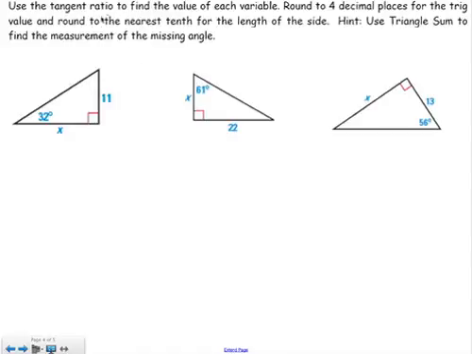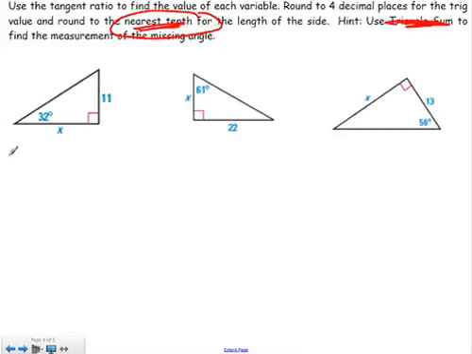It says use a tangent ratio to find the value of each variable. Round to 4 decimal places for the trig value. Round to the nearest tenth, and that's what we're really going to focus on, round to the nearest tenth for the length of the side. It does say if you want, you can use the triangle sum theorem to find the measurement of the missing angle. I'm going to ignore that right now. I don't think that's a really good idea for us to focus on. I do want us to focus on rounding to the nearest tenth, though. Something I noticed a lot of people did not do.